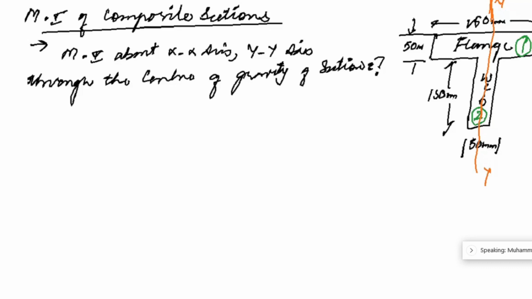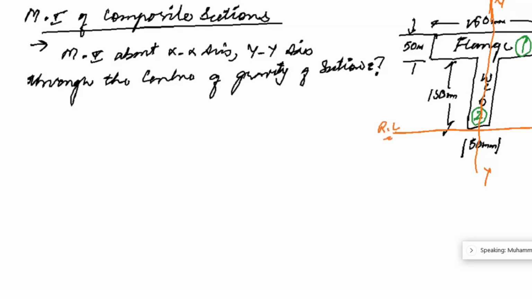So what we do, we will split the whole section into two rectangles, rectangle 1 and rectangle 2. And we will say the reference line, RL, is the bottom of rectangle 2.